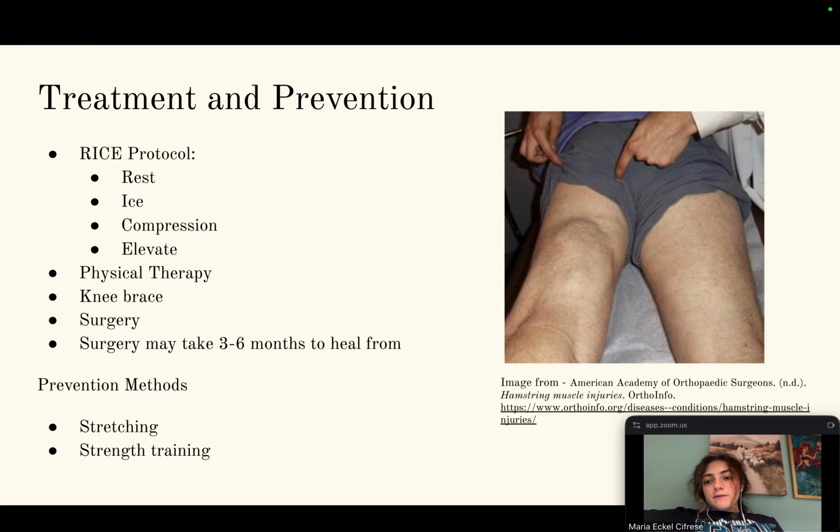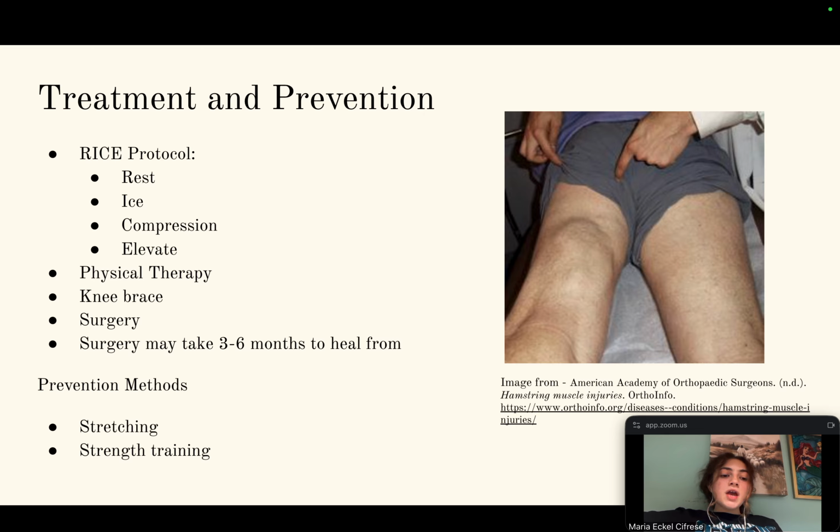Treatment and prevention. For less severe hamstring strains which do not require surgical treatment, the AAOS recommends what they call the RICE protocol. RICE stands for Rest, Ice, Compression, and Elevation, and this means refraining from the activity that caused the injury, applying ice for 20-minute increments several times a day, and using compression and elevation to prevent swelling. And they also explain that your doctor may recommend a knee brace and physical therapy to assist with the healing process. And in severe cases, such as when there is an avulsion, surgery may be required to reattach a tendon to the bone.